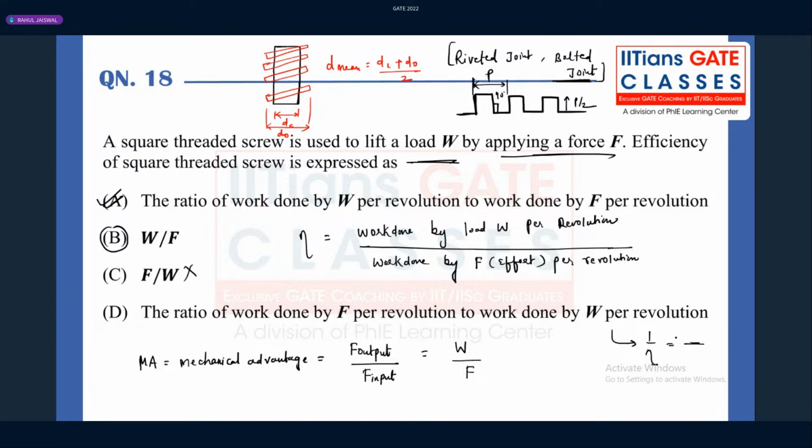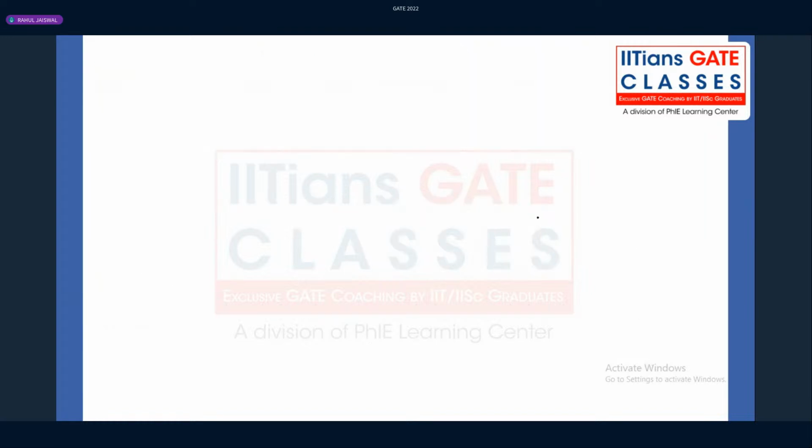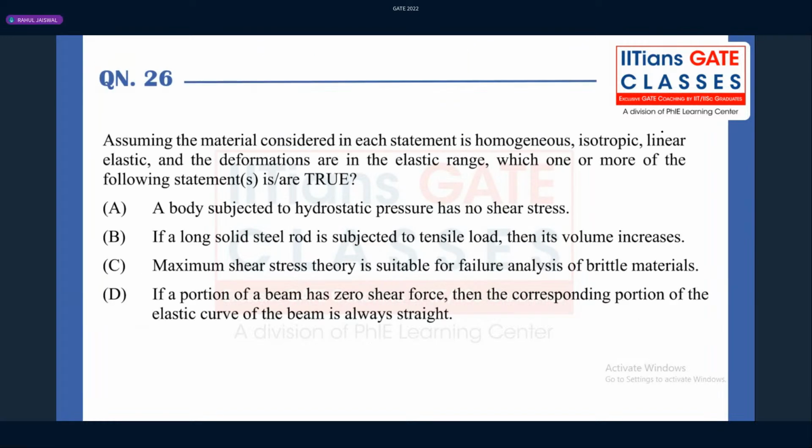How to derive the efficiency? Why do we get per revolution? All these things you need to go through in the derivations. Here I'm not discussing anything regarding that because it is simply a 1 mark question. So just try to remember the fundamental things. This is regarding the machine design power screw chapter. Now coming to the strength of materials problem. Here you can look at the options very carefully.